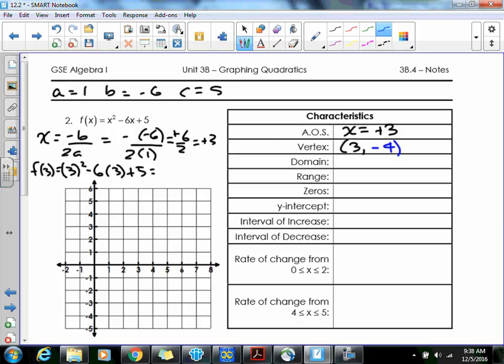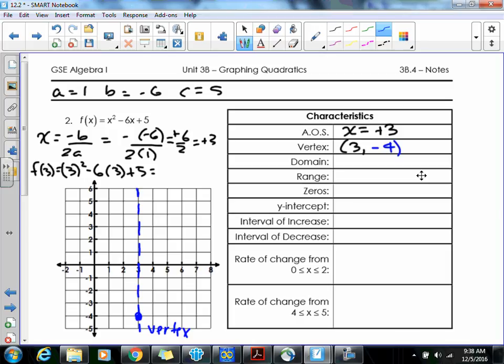Through what point? 3, you're right. So here's my dashed vertical line. Everybody do that. And then my vertex is (3, -4). Here's my vertex. Which way does my parabola open? Upwards, because that's positive, so I know it's going to go up.